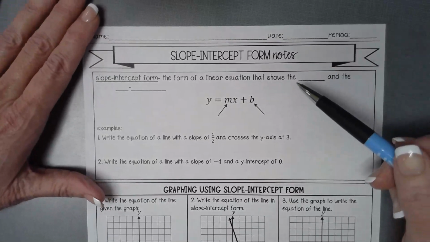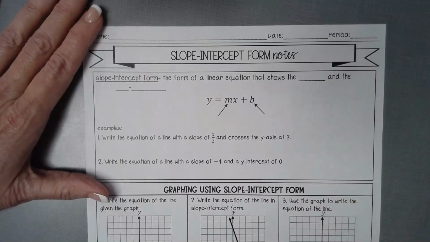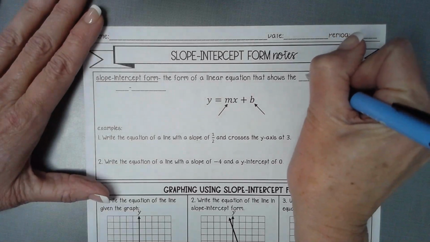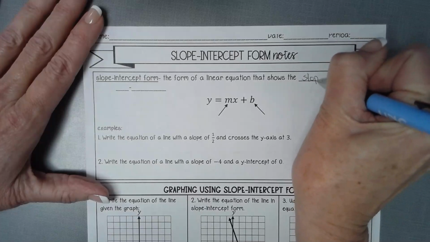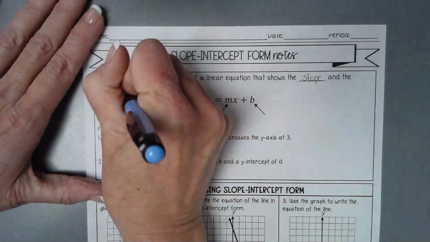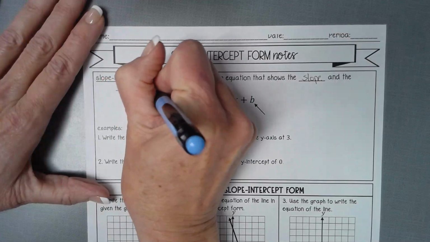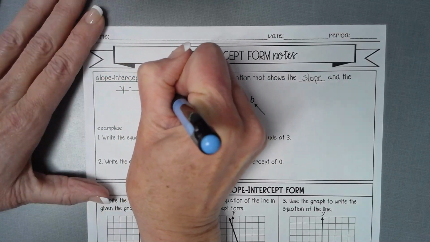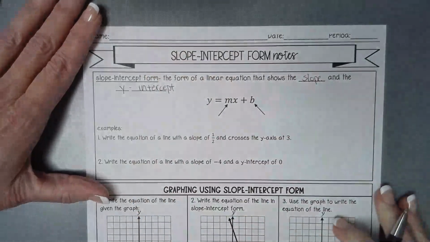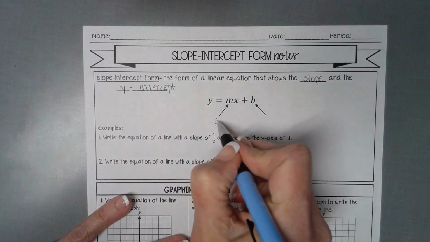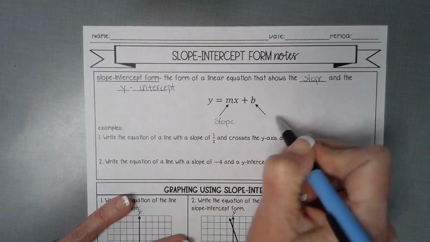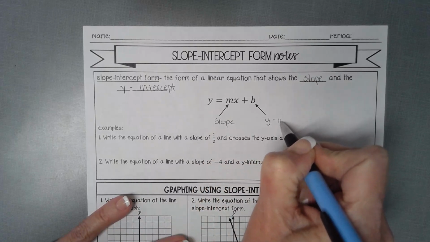Okay, so the form of a linear equation that shows the slope and y-intercept, and we already know this. Okay, so this is my slope, and this is my y-intercept.